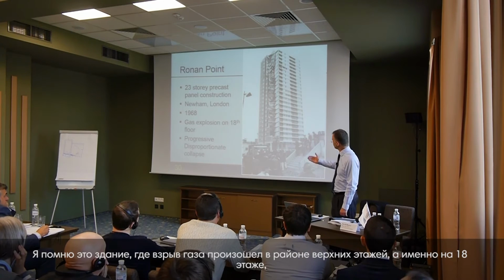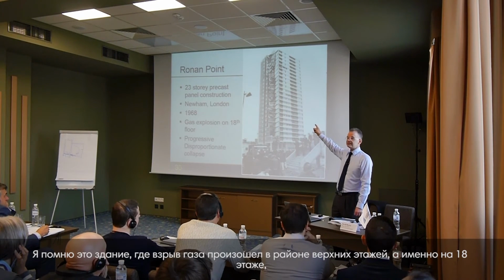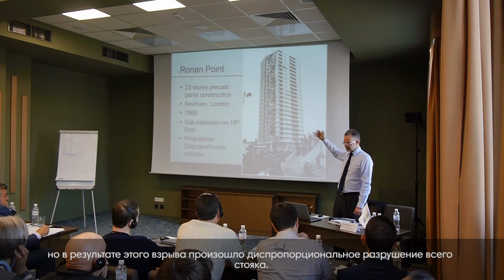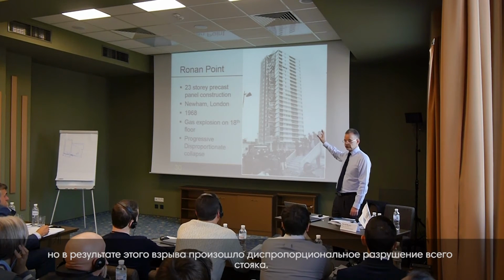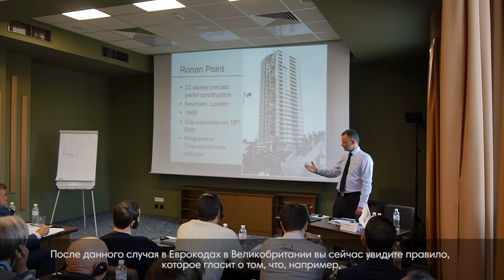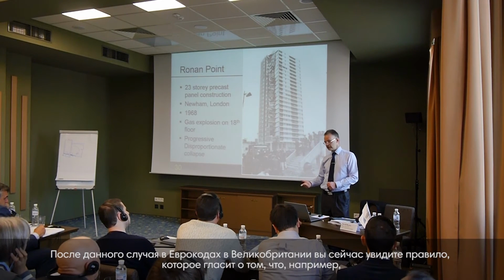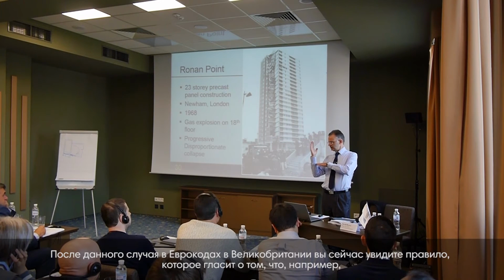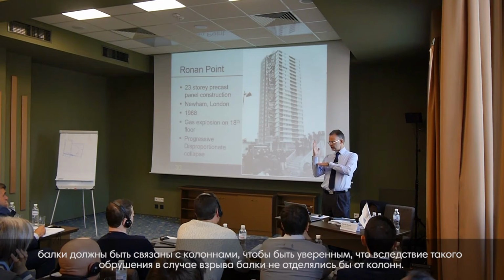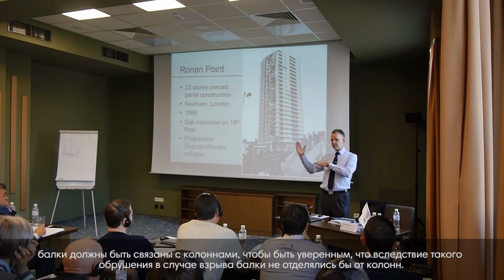So remember, on this particular building, the explosion was somewhere near the top, on the 18th floor. And it was decided that the results of that explosion were disproportionate. So since then, there has been, certainly in the UK, and now you find this in the Eurocode, rules to make sure that beams are tied into columns, for example, to make sure that if there was some event, like an explosion, that the column cannot separate from the beam.